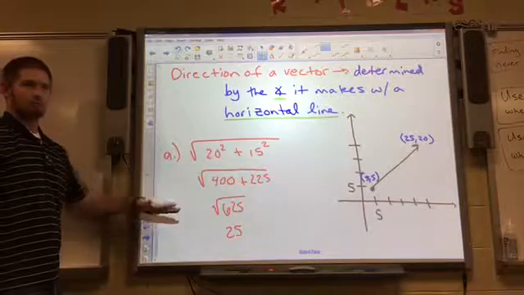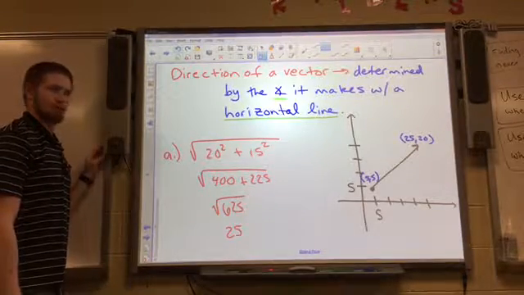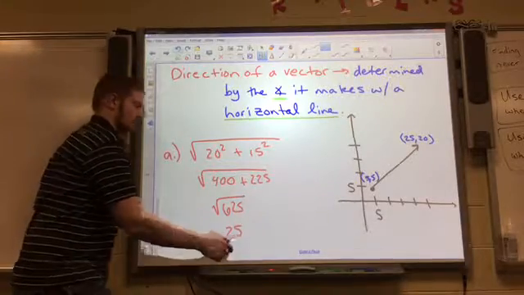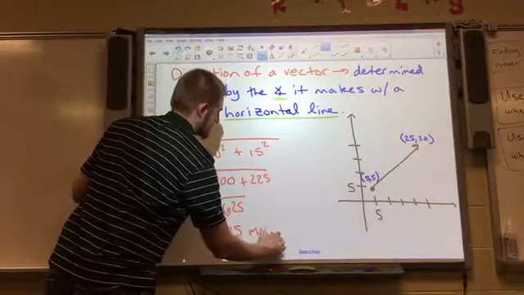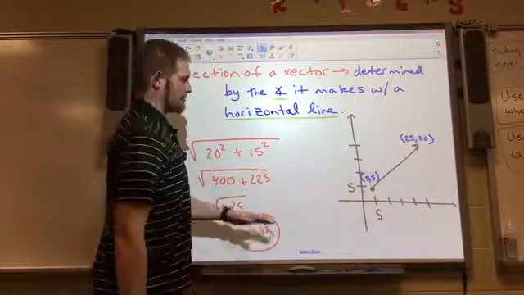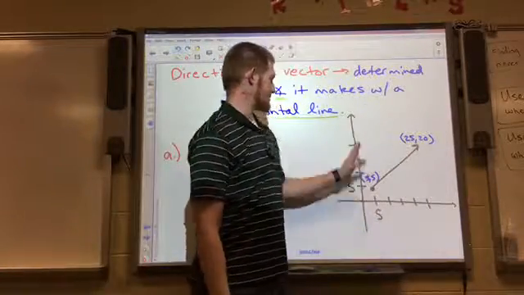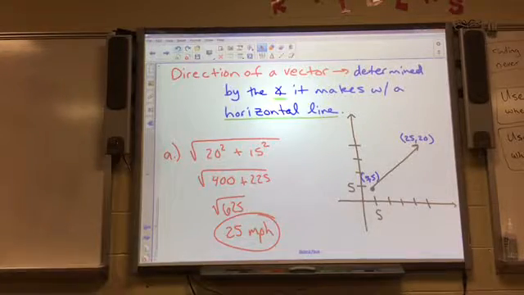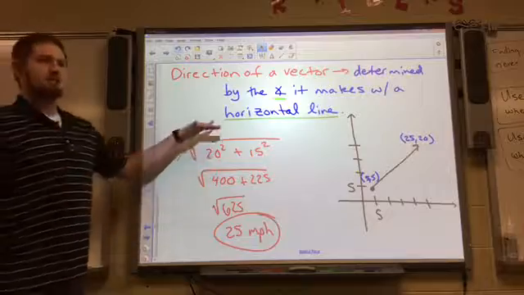Some of you might take a little bit more time than what we did, but we should all be able to come up with that out of the distance formula. My label is miles per hour, and that's only because they told us that my axes were in miles per hour, right? If they'd have told me kilometers per second, my label would be in kilometers per second. If they told me feet, it'd be in feet. So there I found my speed.